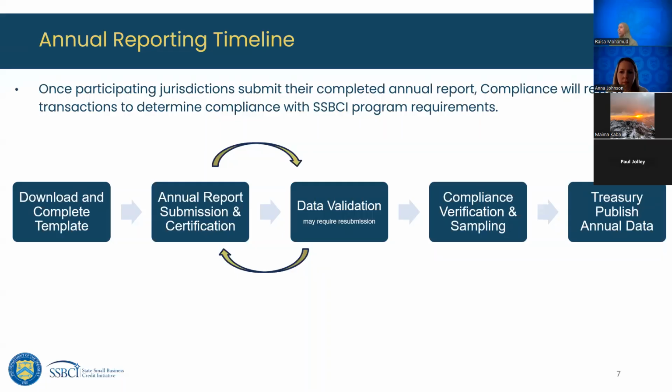So that's why you see these yellow arrows here, because sometimes you can submit your annual report. We run our data validation. We might need you to make some corrections, and we will have you go ahead and make those corrections and resubmit in the portal. Once your data is all good to go, then it's going to move into compliance verification and sampling. So for the annual report, not all jurisdictions will be sampled. If a jurisdiction is selected for sampling, then that jurisdiction will be notified. And the final step is that the completed data is going to be published, as we do each year, on our SSBCI website. So you can look up that information for 2025 on the website once we are all done with our processes.